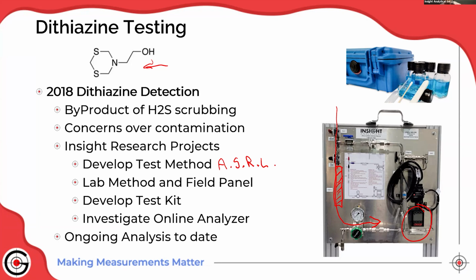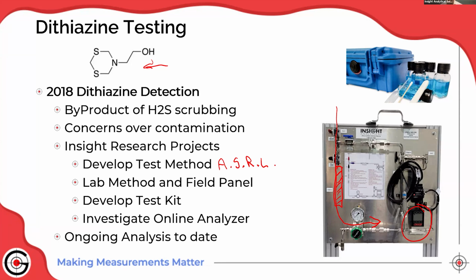The customer sends the column back to us. We do a solvent extraction and a measurement in the lab. We tell them how much dithiazine the column absorbed. By knowing how many micrograms of dithiazine there was on the column and how much gas flow there was, we know how much parts per billion of dithiazine was in their pipeline.